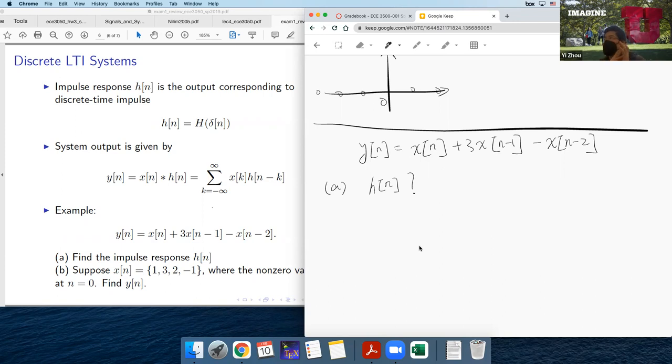Now, what is the impulse response? Right, the impulse response is a signal. It's the response to an impulse input. So how do we find that? Any ideas? Yeah, so you just feed the impulse to the input. So just let x[n] be the impulse, and then look at y[n].